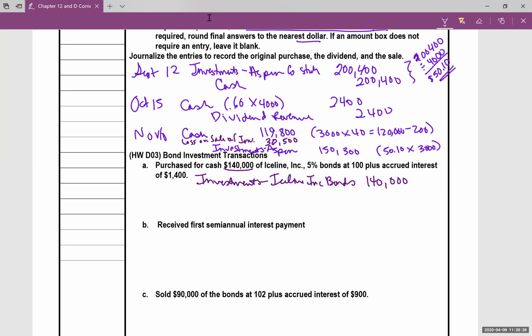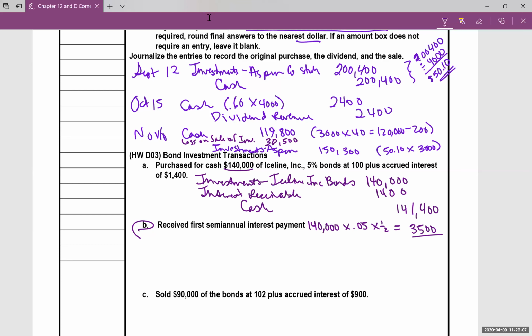We are also going to debit interest receivable of $1,400, and they paid cash for all that. So adding those two things together, it's $141,400. Then they received their first semi-annual payment. So remember how bonds work. We're going to take $140,000. It was a 5% bond, and you can either take it times a half or divide by 2 because there are 2 payments a year, which tabulates out to $3,500.